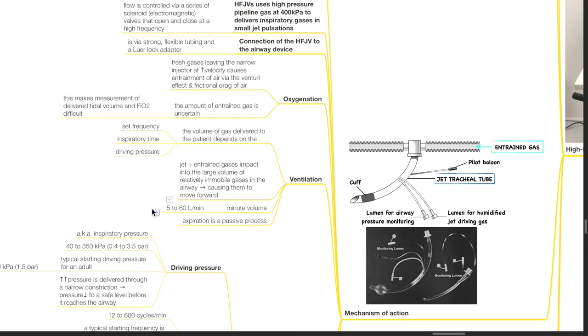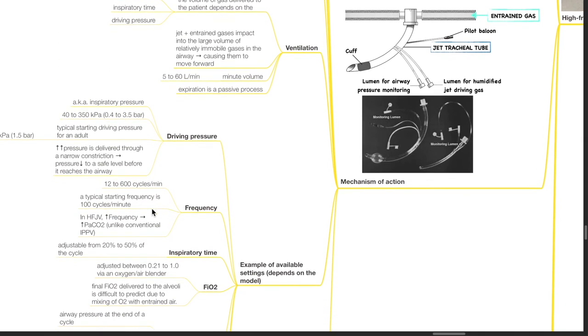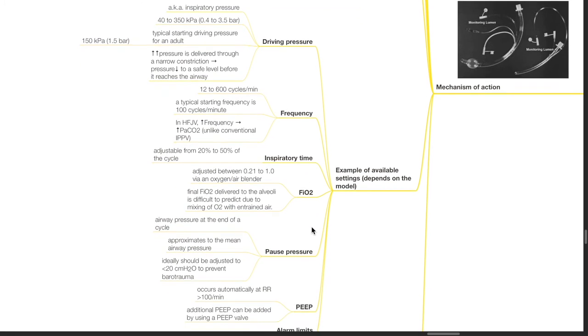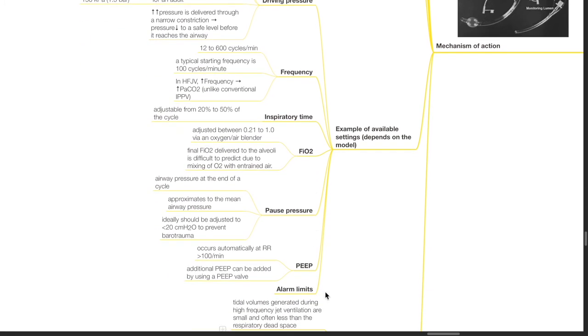Expiration is a passive process. Available settings depend on the model. Examples include the driving pressure, frequency, inspiratory time, FiO2, pause pressure, PEEP, and alarm limits. The driving pressure, also known as the inspiratory pressure, ranges from 40 to 350 kPa. A typical starting driving pressure for an adult is 150 kPa or 1.5 bar.